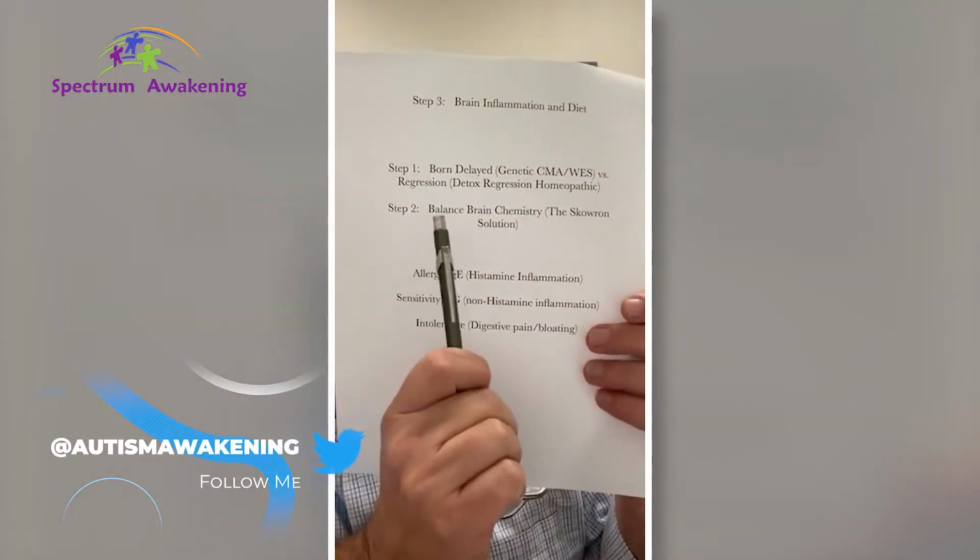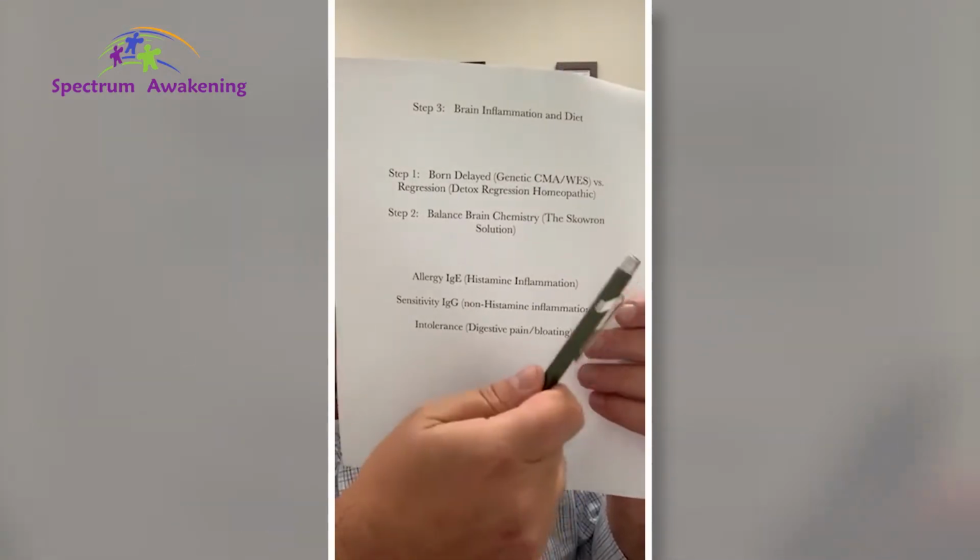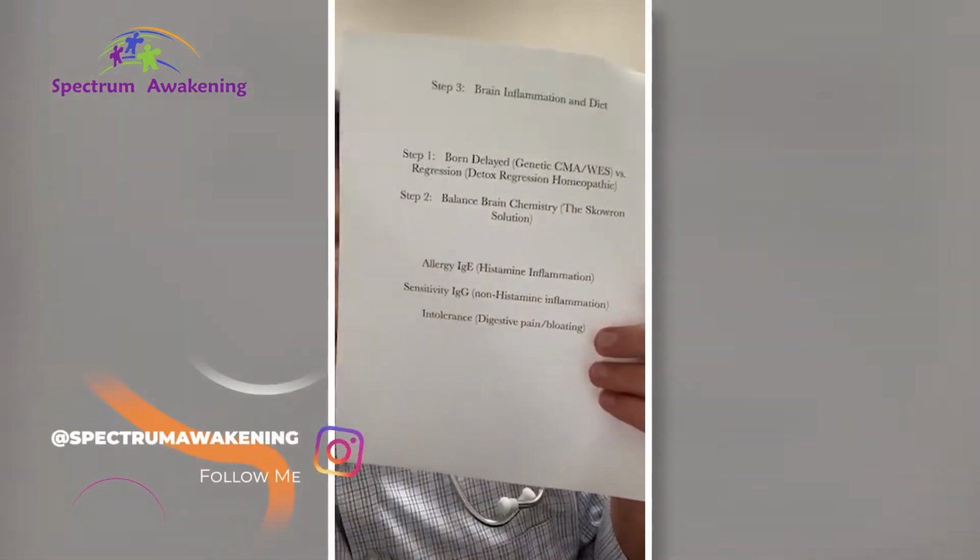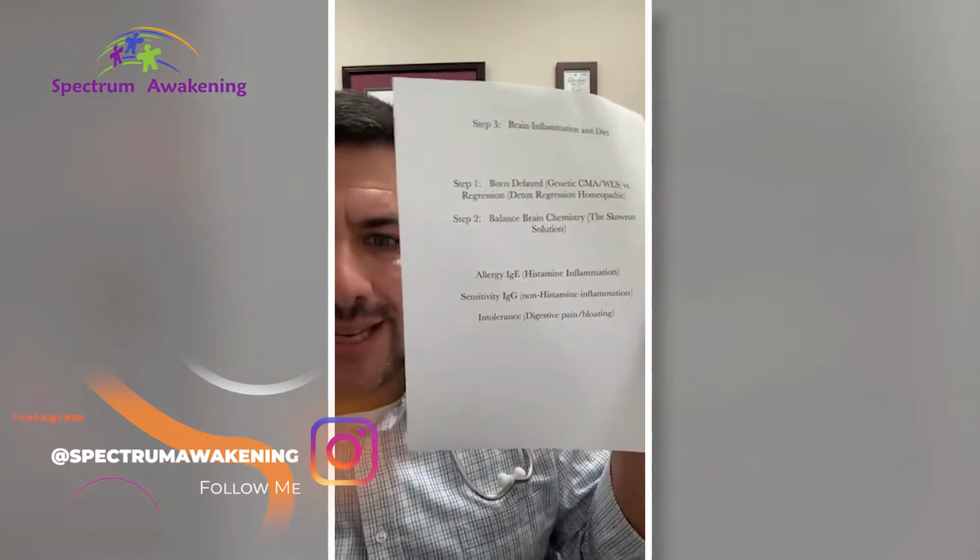Then step 2, we talked about balancing the brain chemistry, and that's our new protocol of 4 supplements, the Skowron solution. All right, so step 3, let's get into inflammation and diet, all right?